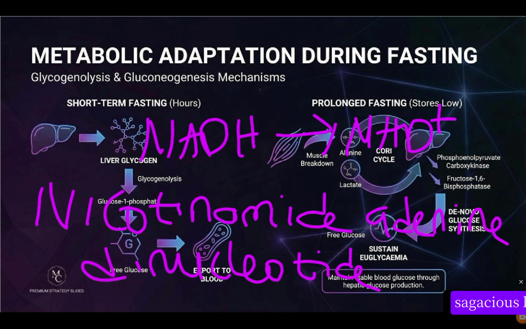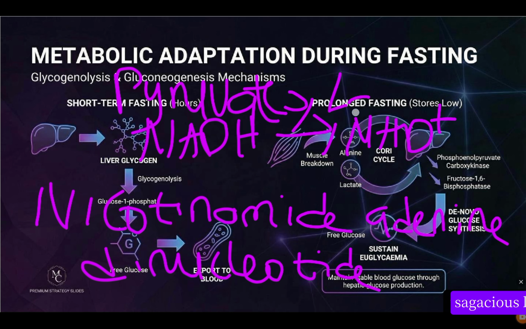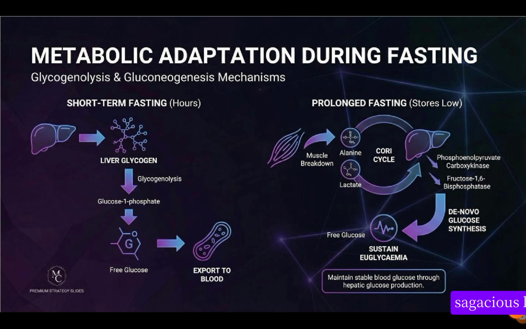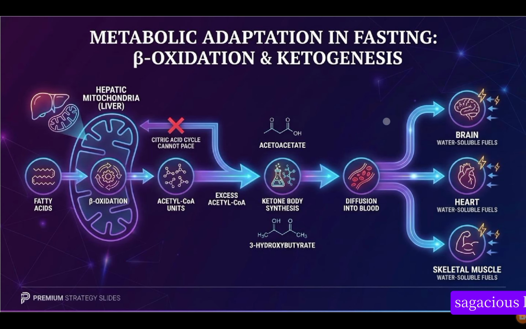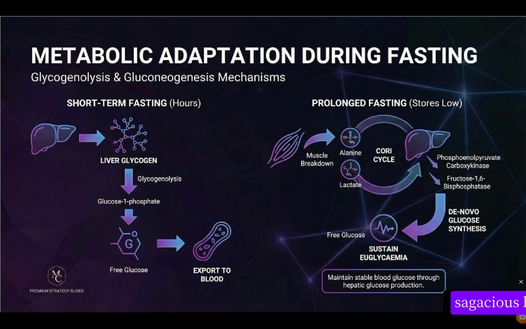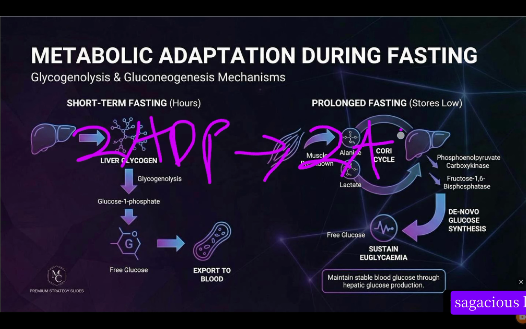The process by which we are converting what? Pyruvate to lactate. And in this process, ATP is what? Produced. 2 moles of ATP is produced by converting ADP to what? To ATP. 2 molecules of ADP are converted to 2 molecules of what? ATP.